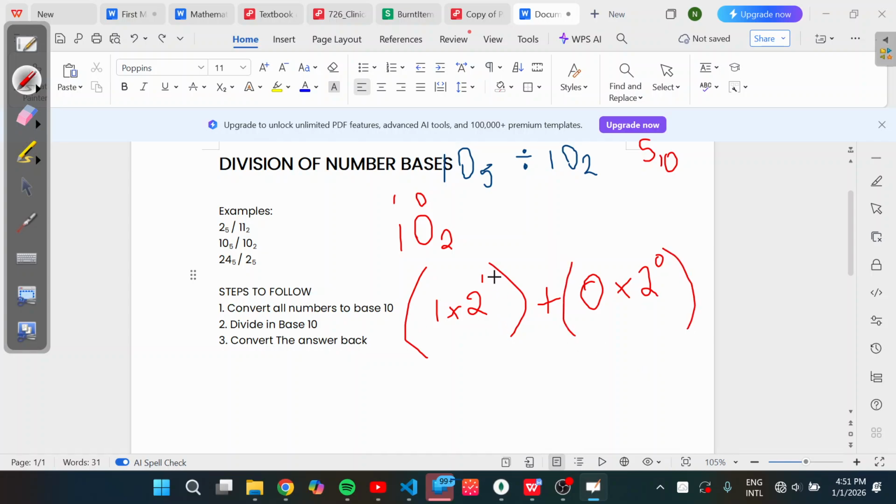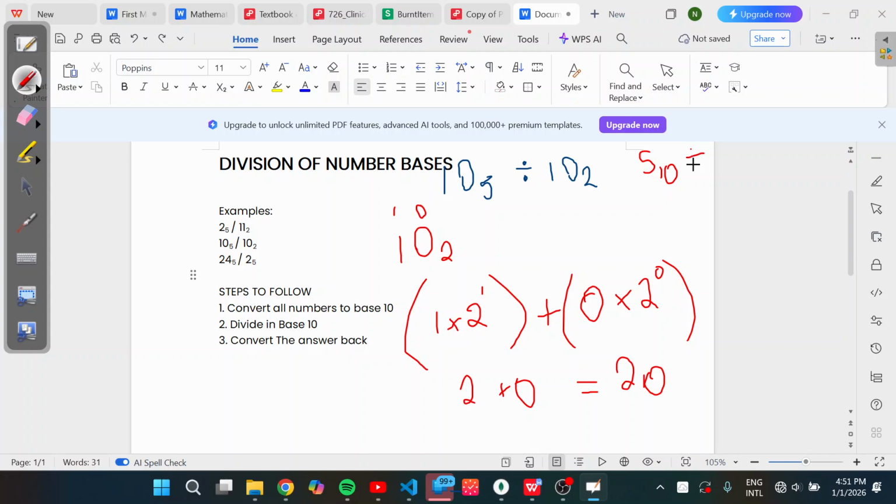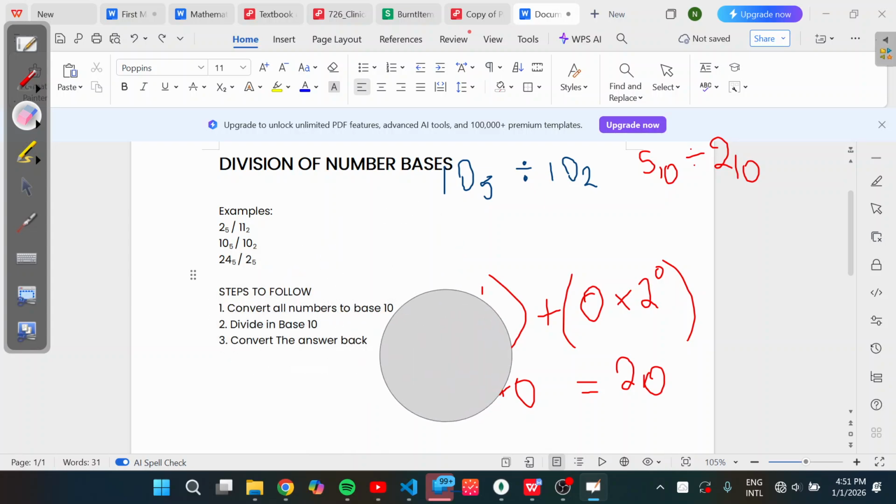So 1 times 2 to the power of 1 will give you 2. And this over here will give you 0. So 2 plus 0, and we're going to have 2 base 10. So this will give you 2 base 10. Okay, so we can wipe these ones off.